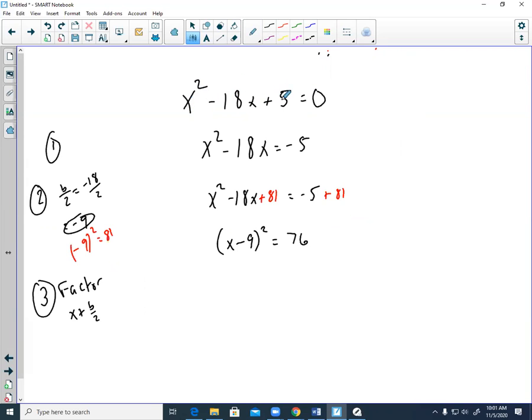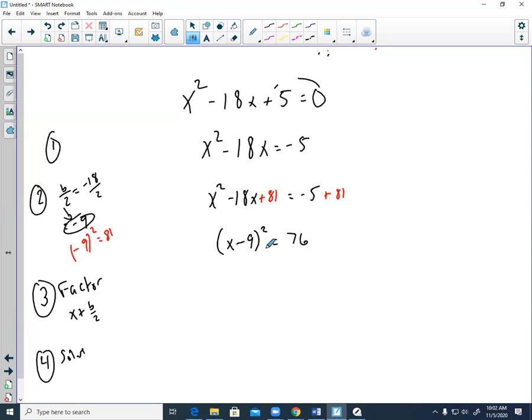I have my normal equation. The first thing I did was move this 5 over to the other side, and it became negative 5. Then I took b over 2, so negative 18 divided by 2, which was negative 9. I took negative 9 and I squared it. 81 was added to both sides of the equation. My next step was to factor, and it always factors into x plus b over 2. b over 2 was negative 9. So x plus negative 9 is the same thing as x minus 9. We put the squared there because that's what it factors into, and then that equals 76 because negative 5 plus 81 is 76. So now the last step is just to solve.